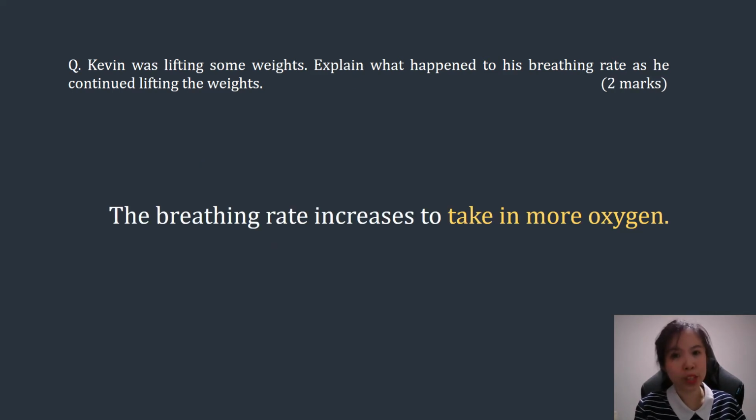How many marks do you think this answer will get? Unfortunately, this answer is only worth 1 mark as well. This is in fact 1 complete point. The previous answer was less than 1 complete point. So why is this answer only 1 mark? We know that breathing rate increases to help us breathe in more oxygen, but why now? Why breathe in more when he continued lifting weights instead of when he was at rest?